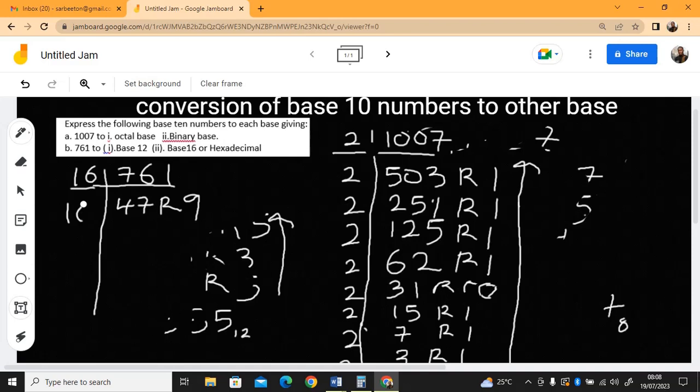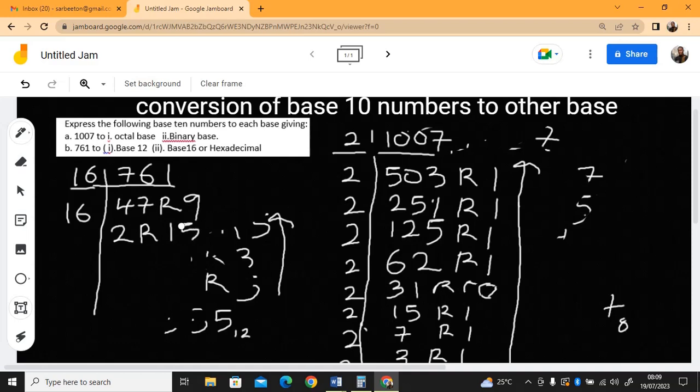So I use 16 again to divide this 47. 16 goes into 47, 47 divided by 16, that is 2. 16 times 2 is 32. So 47 minus 32, remainder 15. Very good.